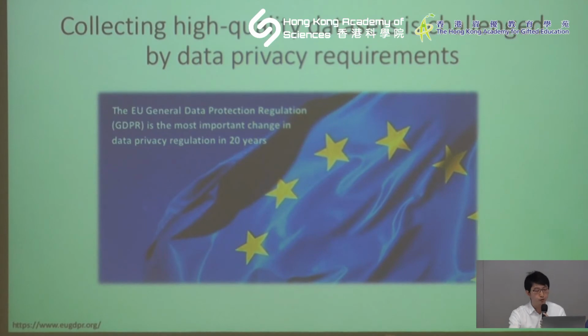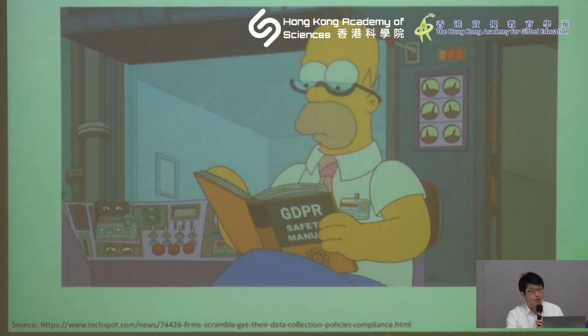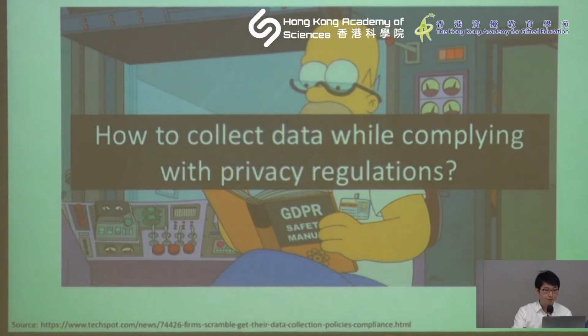More and more stringent rules are already in place. So that's the requirements on that. However, how to interpret those privacy regulations is very hard. Different people have different opinions, because it's not standardized. Even today, we don't have a standard on how to deal with your data, especially in the machine learning context. So how do we collect the data while complying with privacy regulations?